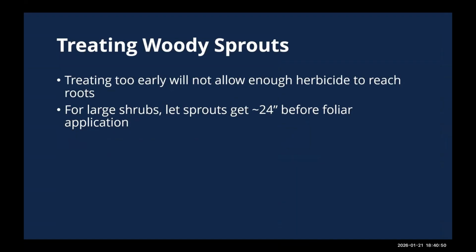As soon as you see the plants growing, if you treat too early, there's not enough leaf area on those sprouts to take up enough herbicide to kill the roots. So instead, if it's a large shrub, I let those sprouts get up to 2 feet tall or so before I spray them. That'll help you make sure you've got enough leaf area to get enough herbicide down to those roots to kill them.